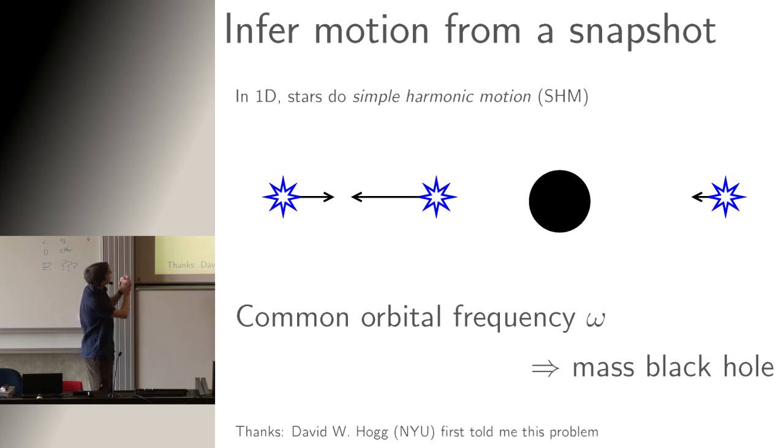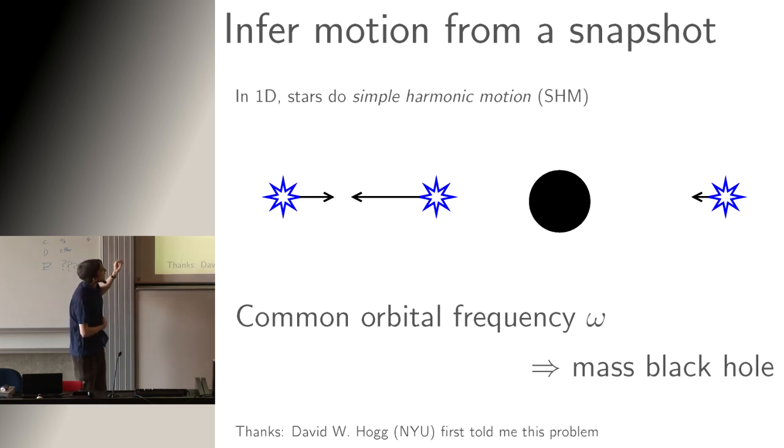And in 1D, they would undergo what's called simple harmonic motion. It would be like they're attached by a spring to the black blob, and they just oscillate back and forth. I'm ignoring the fact that messy things would happen as they tried to go through the black hole, but this is sort of an idealized version of the problem.